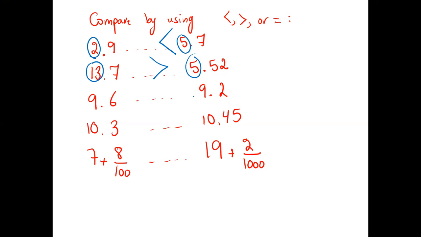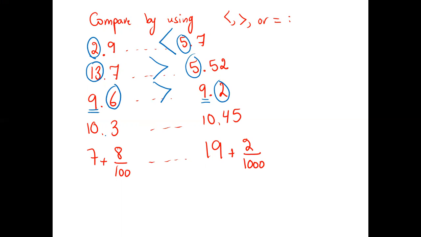Here, 9.6 and 9.2. The whole part here is 9 and here also is 9. So both decimal numbers have the same whole part, 9. So what shall I do? We can't say they are equal because the decimal parts are different. We look at the decimal part, 6 and 2. Which one is bigger, 6 or 2? 6 is bigger than 2. So if the whole parts are the same, we look at the decimal part and compare them. So 9.6 is bigger than 9.2.